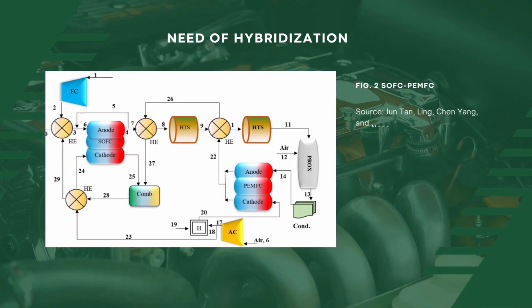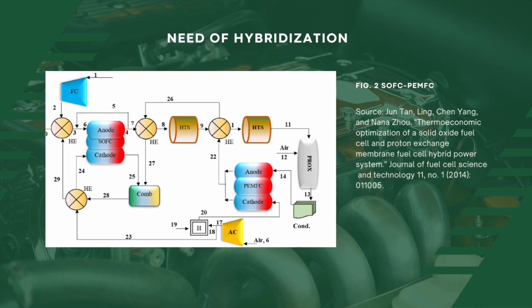Here figure 2 shows the integration of SOFC with another fuel cell, that is PEMFC. Figure 2 shows the configuration over here. The reference from where this figure has been taken is the Journal of Fuel Science and Technology. In this configuration, we have one fuel compressor, one air compressor, one condenser, one humidifier, 4 heat exchangers, 2 fuel cells, that is SOFC and PEMFC, one combustion chamber, one pre-oxidizer.